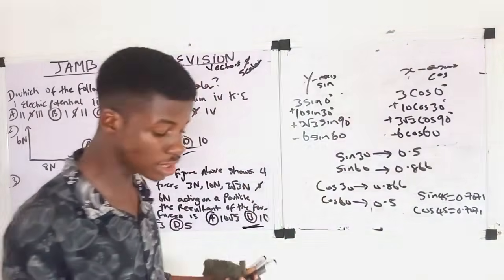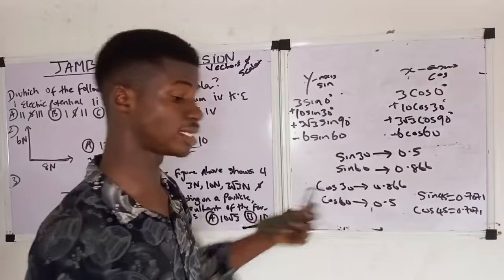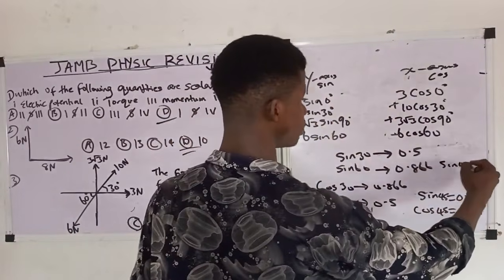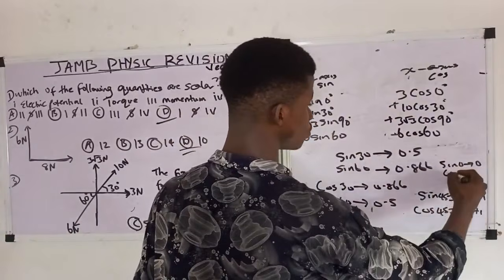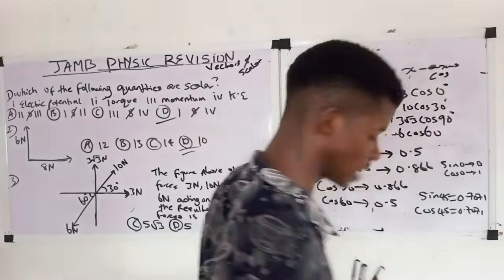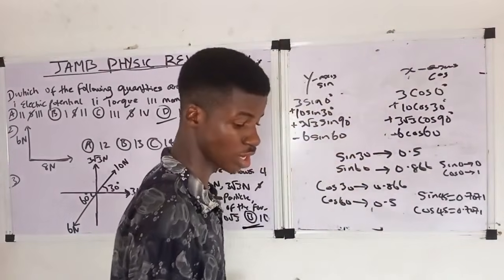Okay, yes, then still take note that sine 0 is what? Sine 0 is 0. Then cos 0 will be what? Cos 0 will be 1, if I'm not mistaken. Yes, sine 0 is 0, then cos 0 will be 1.